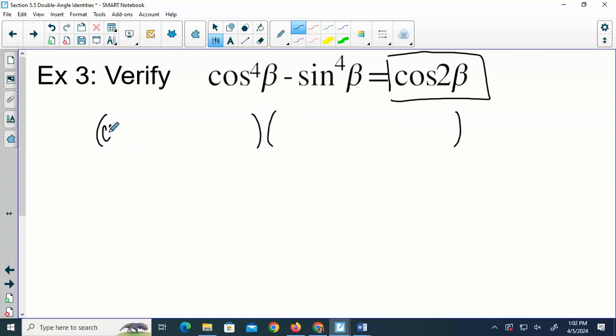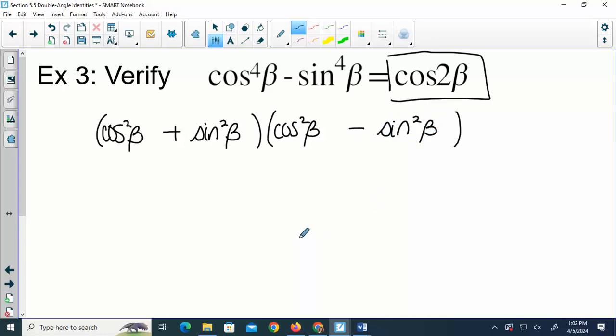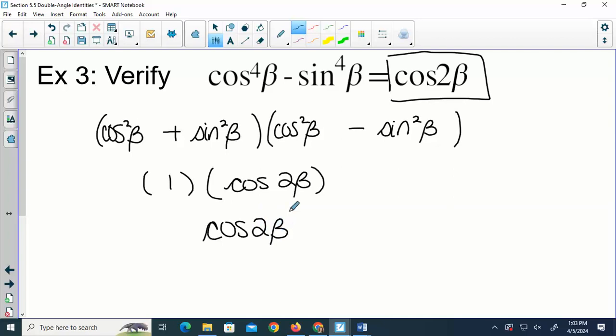Cosine to the fourth would break into cosine squared, one would be plus, one would be minus. What's sine to the fourth break into? Sine squared. What is cosine squared plus sine squared? There's 1. What is cosine squared minus sine squared? It's the first double angle identity we wrote down. And 1 times cosine 2 beta. It's cosine 2 beta.